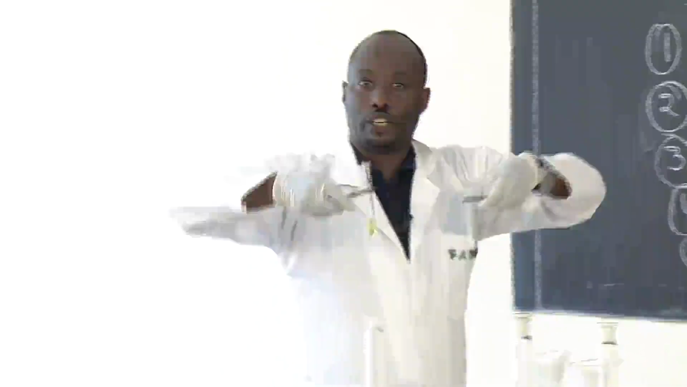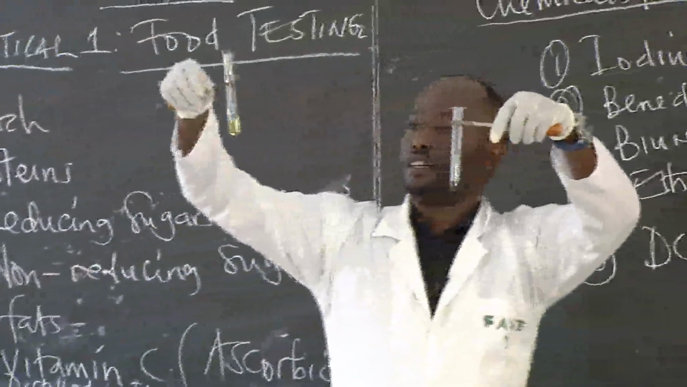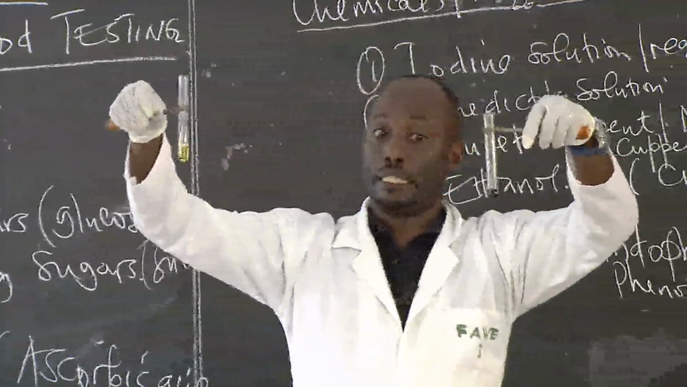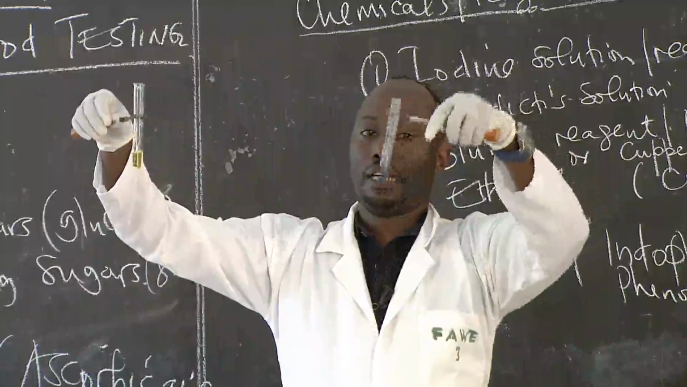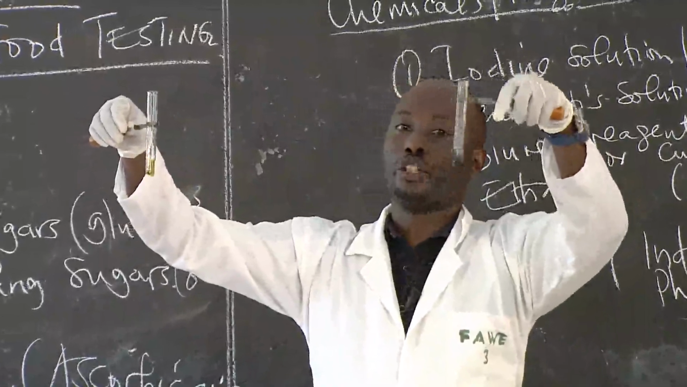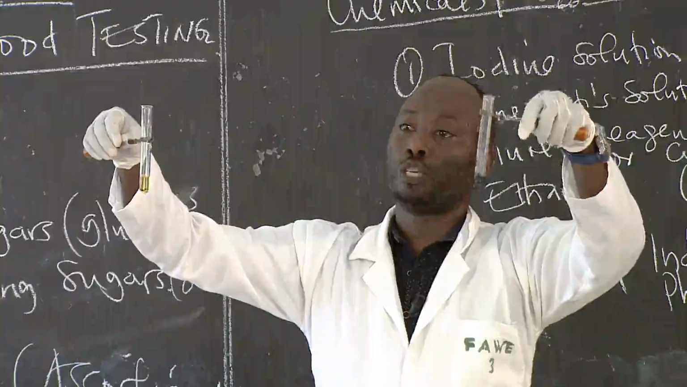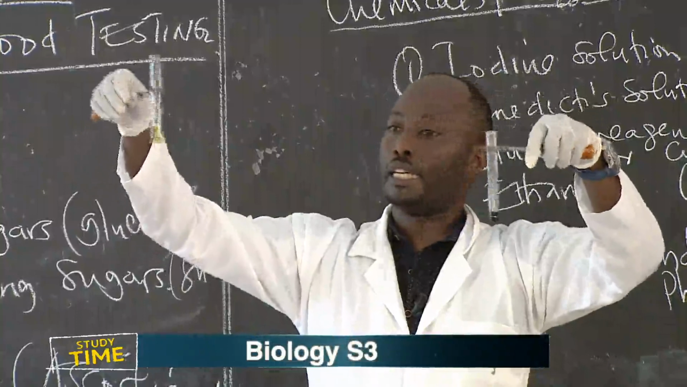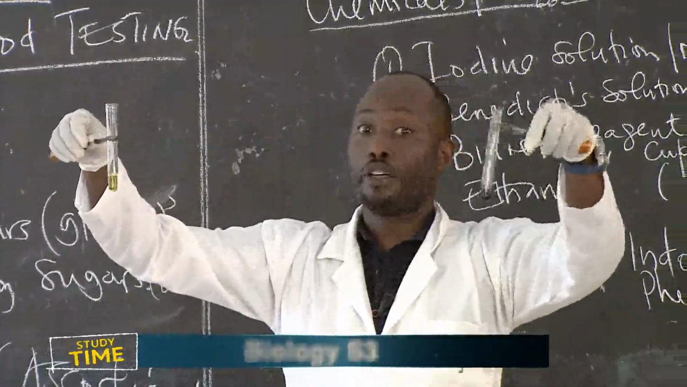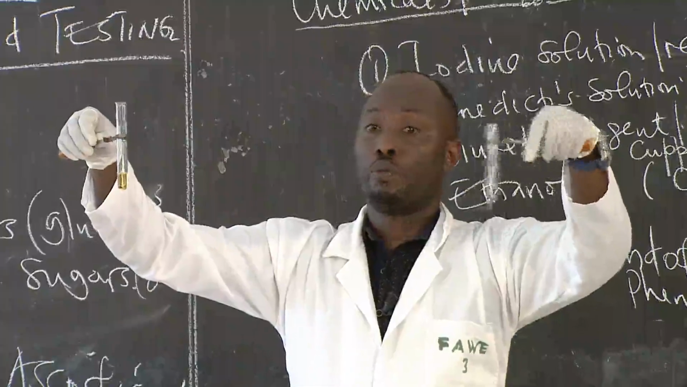From here, you can make the observation now. This solution does not contain starch because the color of iodine persists. But this one, you can see the color of iodine has changed from a brown color to a blue-black color, which indicates that in sweet potato there is presence of starch. Here there is absence of starch. Here there is presence of starch because the color of iodine solution has changed from brown to blue-black.